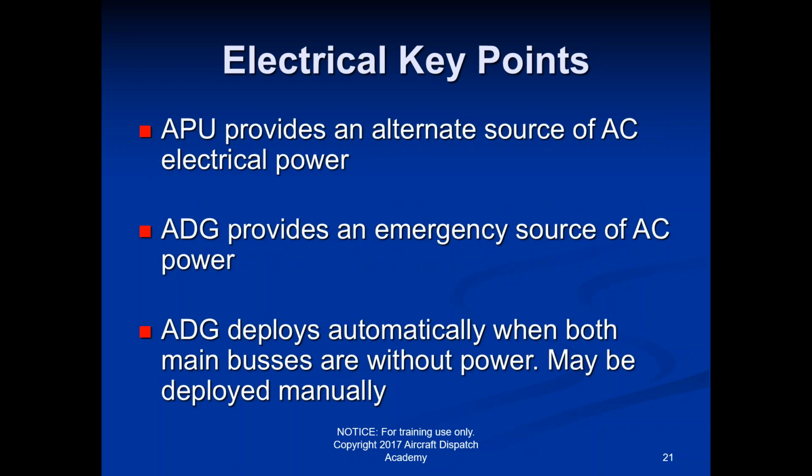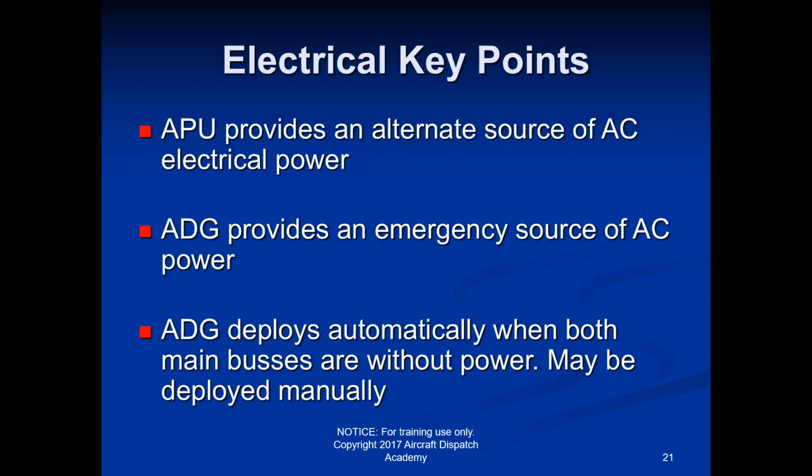So this is going back. It says the APU provides an alternate source of AC electrical power. The ADG provides an emergency source of AC power. The ADG deploys automatically when both main buses are without power, and it may be deployed manually. So when it refers to the buses, it's talking about electrical buses.